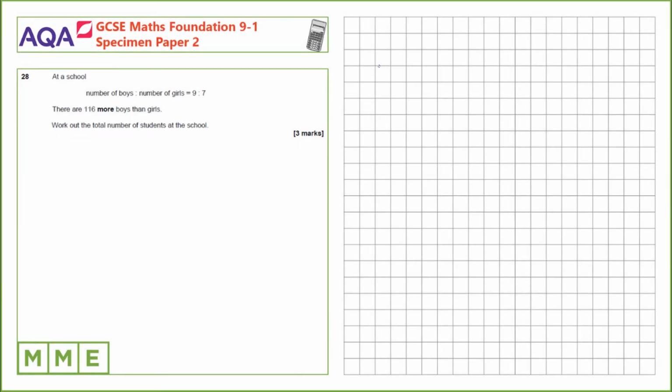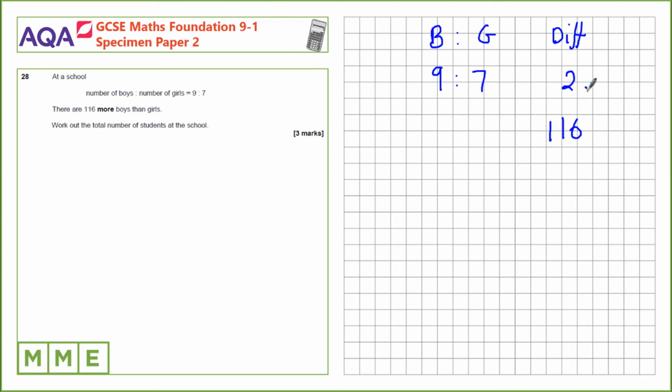Question 28. At a school, the number of boys to the number of girls is the ratio 9 to 7. There are 116 more boys than girls. Work out the total number of students at the school. First, let's put the ratio down. Boys to girls is 9 to 7. In this case here, the difference is just 2. We need to multiply the ratio to get to the point where the difference is 116, and that'll give us the actual numbers of students in the school.